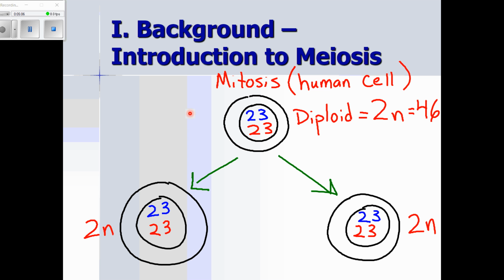And the biggest, most obvious difference is the final result. Notice mitosis always produces two daughter cells. They're always genetically identical, and they always have the same number of chromosomes as the original cell. And I want you to notice in a few minutes how different the end result of meiosis is.